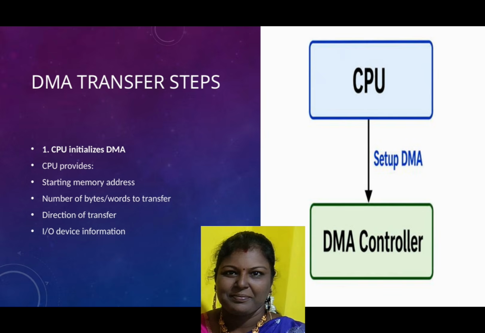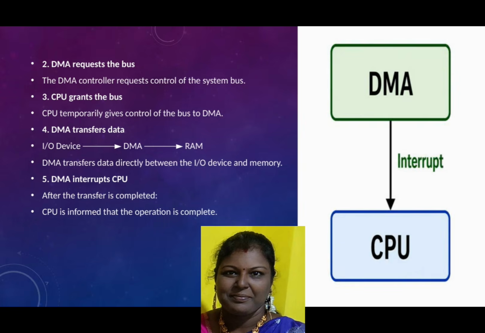Now, let's look at how DMA takes over the bus to move data efficiently. First, the DMA controller requests control of the system bus. The CPU then temporarily hands over the bus to DMA. This lets DMA transfer data directly between the I/O device and RAM without involving the CPU. Once the transfer finishes, DMA sends an interrupt to the CPU, letting it know the operation is complete. This process frees up the CPU to focus on other tasks, while data moves seamlessly in the background.